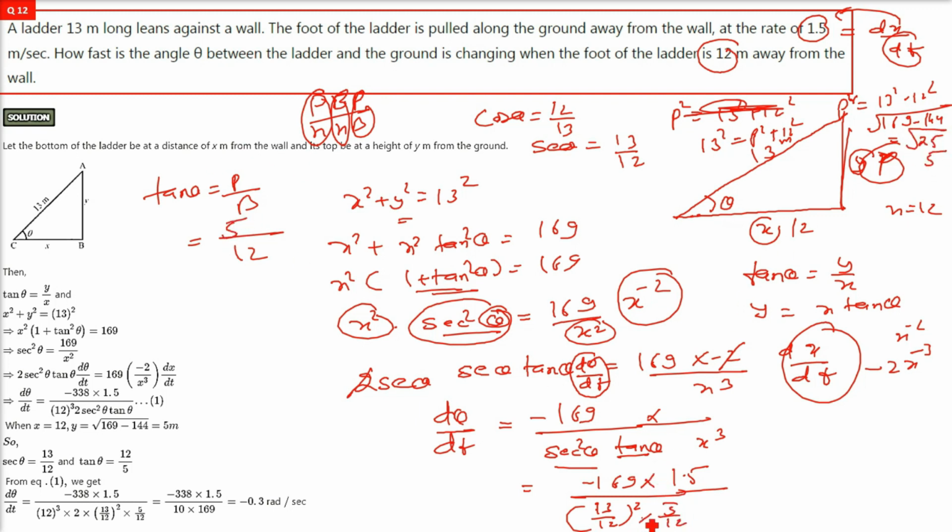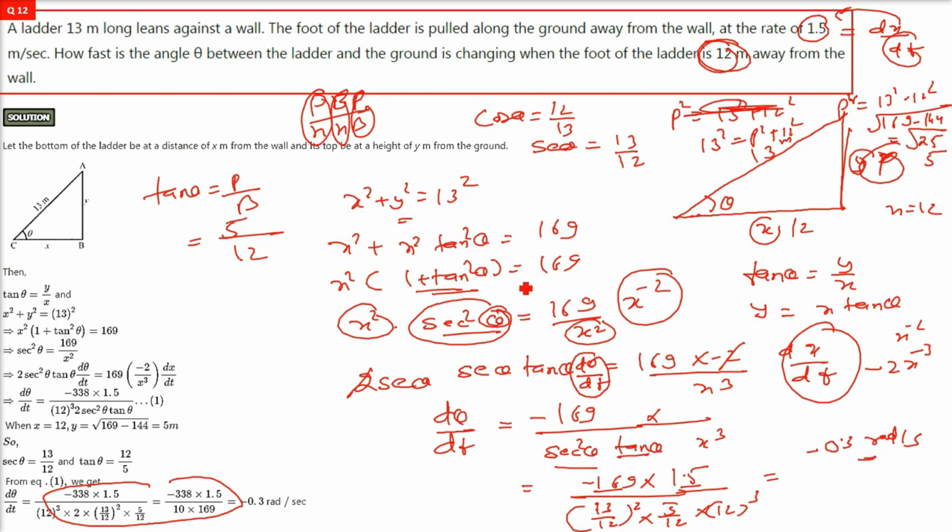There is only computation, and remember that the result is going to come in radian per second. x cube is 12 cube here. So minus 169, all these values are known to us. And then finally, what is the result? The computation result is going to be minus 0.3 radian per second. So angle we always take in radian, please remember. If it is not told, it will always be in radian. Otherwise it will be in degrees.